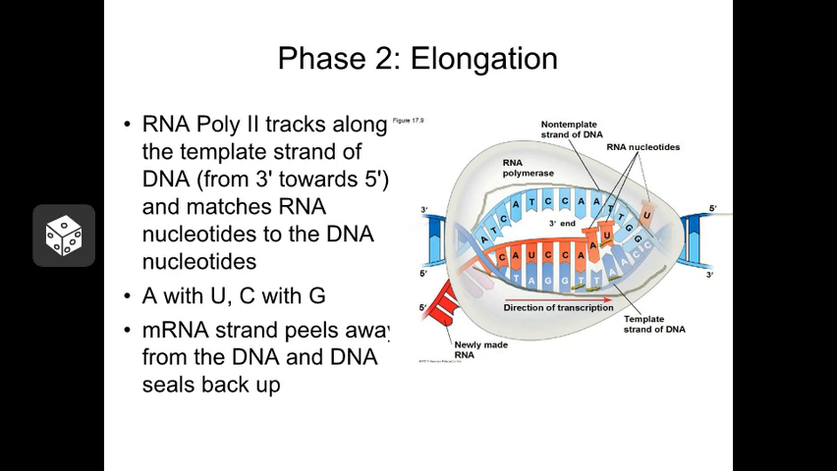Here you can see a uracil being matched with an adenine. Here's an adenine being matched with a thymine. Here's a cytosine being matched with a guanine, and so on. As the nucleotides are added, the little strip of RNA that's formed will feed out of the back of this enzyme.